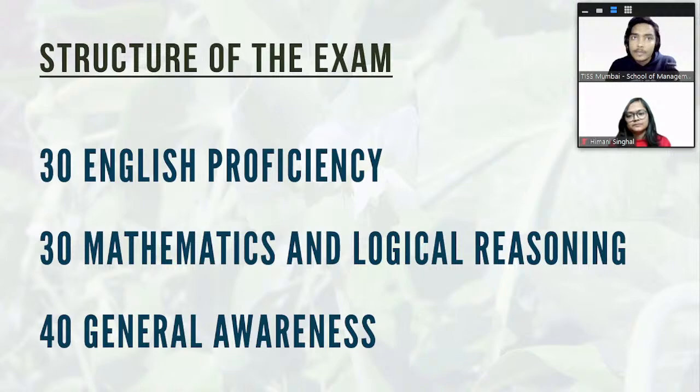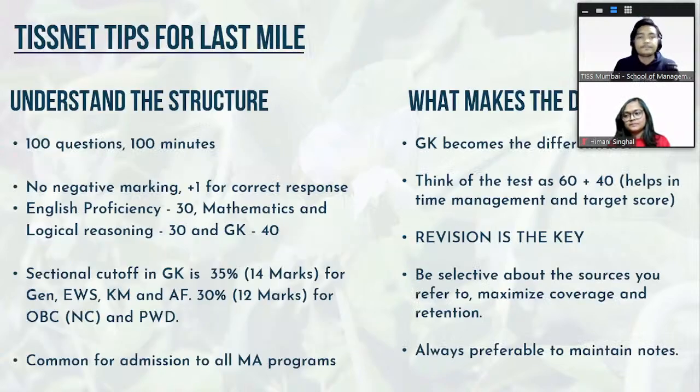Structure of the exam: 30 questions from English Proficiency, 30 questions from Mathematics and Logical Reasoning, and 40 questions from General Awareness. You can see the weightage here: 30, 30, 40. Clearly, General Awareness has a higher weightage compared to English and Maths. So this is a section which actually makes the difference between your final marks, and that is a deciding factor when it comes to shortlisting, because 40 marks is a huge chunk of marks that you need to score in order to clear the cutoff.